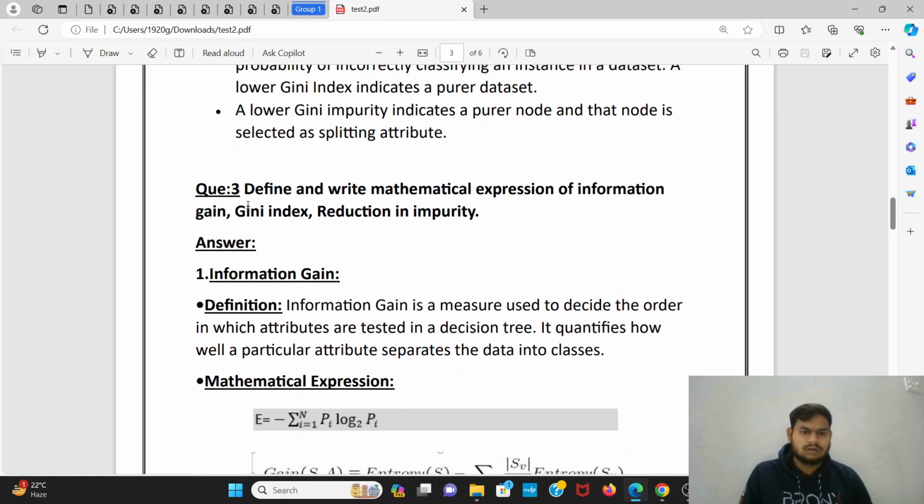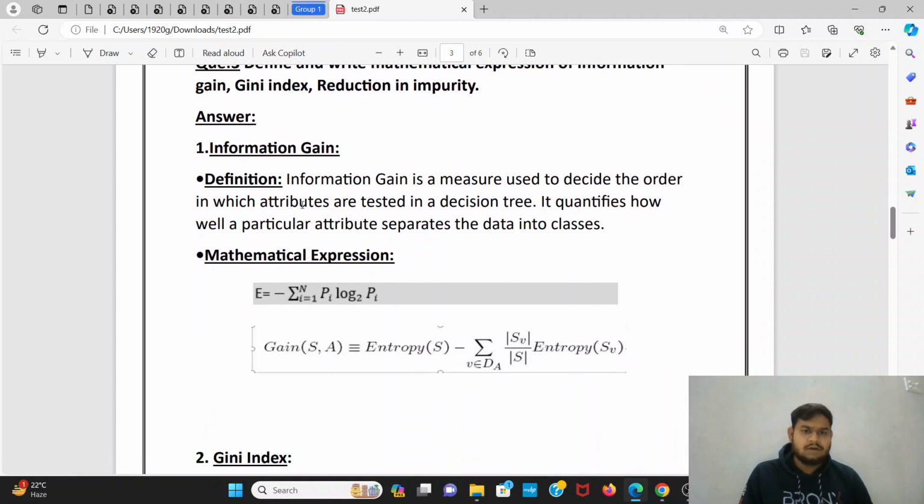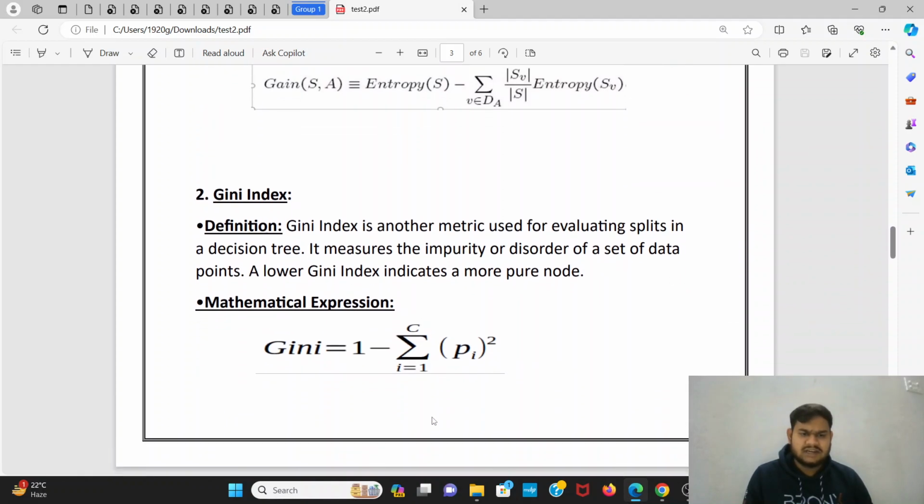Question 3. Define and write mathematical expression of information gain, Gini index, and reduction in impurity. First, information gain. Definition. Information gain is a measure used to decide the order in which attributes are tested in a decision tree. It quantifies how well a particular attribute separates the data into classes. Mathematical expression. E equals negative of sigma, starting from i equals 1 up to n, p of i into log base 2 of p of i. Gain(S, A) equals Entropy(S) minus sigma of |Sv| divided by |S| into Entropy(Sv).